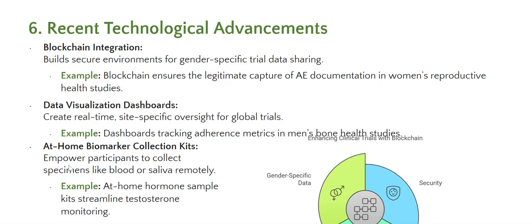At-home biomarker collection kits empower participants to collect specimens like blood or saliva remotely, for example, at-home hormone sample kits streamline testosterone monitoring. So the recent technological advancements are blockchain integration, data visualization dashboards, and at-home biomarker collection kits. And here's a summarized diagram on enhancing clinical trials with blockchain, with gender-specific data and secure data sharing. The key takeaway from the recent advancements: implementing advanced technologies makes trial management more efficient, secure, and accessible.